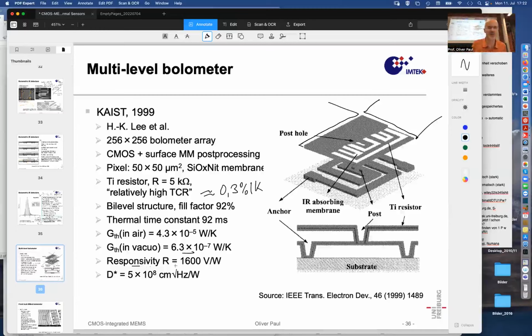And so they obtained a responsivity of 1,600 volts per watt. Now, I don't know how those volts are calculated because it's a resistive structure. So they need to power that with some current and then they can obtain some volts. And then there is a detectivity that is fairly high. That must be said.